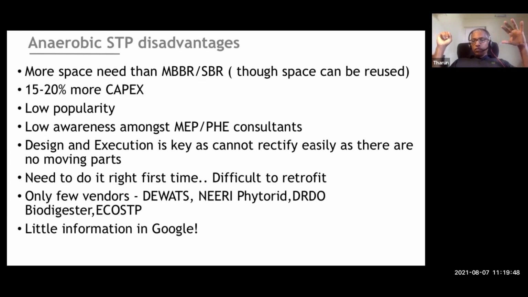There are only a few vendors. I listed DVATS, NERI, Phytorid, DRDO, Biologic, EcoSTP, only 4 or 5 vendors, not hundreds of vendors in the market. DVATS again doesn't do it themselves. They have multiple licensees. NERI has multiple licensees, and the licensees are not as good as the parent technology. So they also learn a little bit. DRDO again doesn't sell directly. So a lot of licensees, but very few core technology providers in the market.